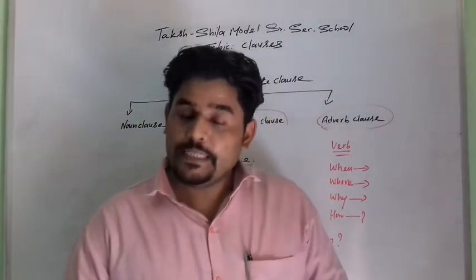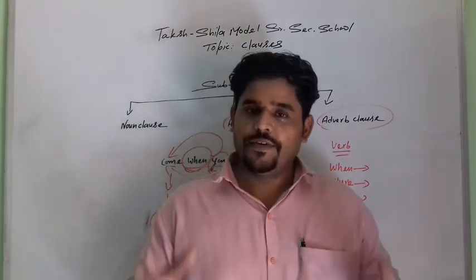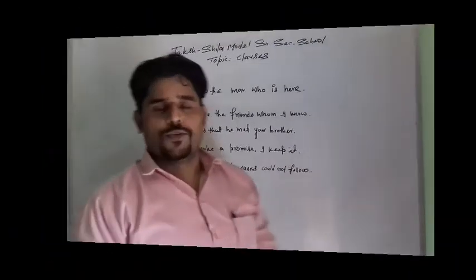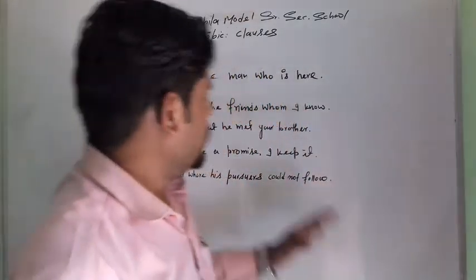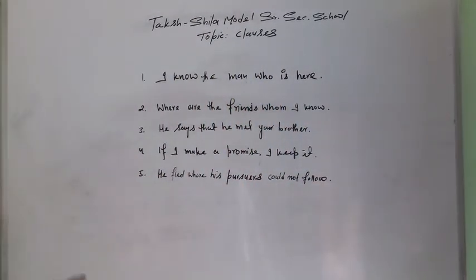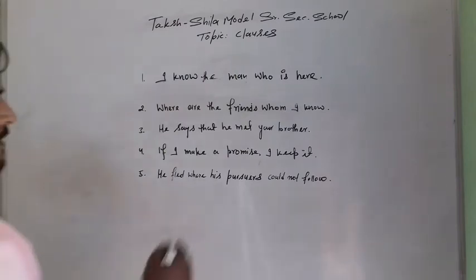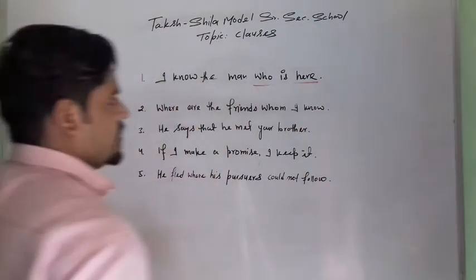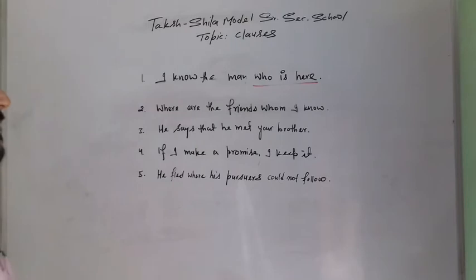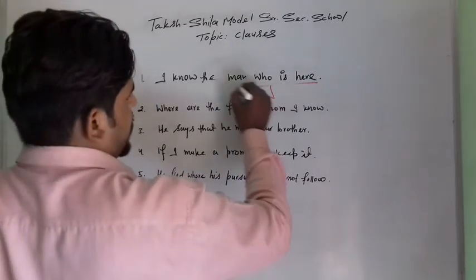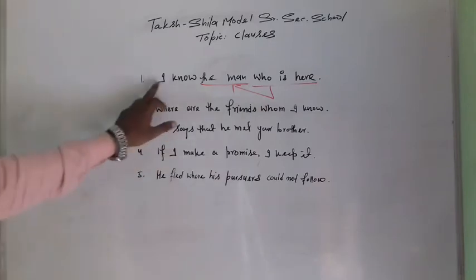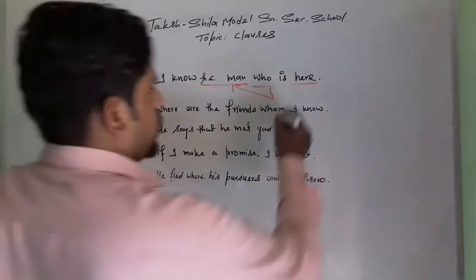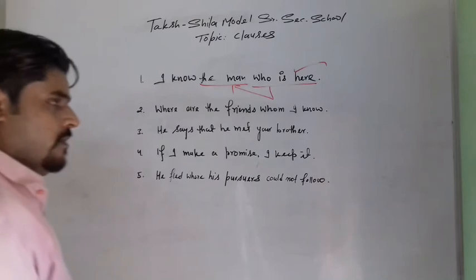Let us now understand these three types of clauses with five examples. So here we have five questions on board. Let us try to understand these five questions, right? I know the man who is here. First of all, who is here is the clause in this sentence. And what type of clause is this? This defines the meaning of this word, the man. This is the subject, right? So I know the man. Which man? Who is here? Hence, this is called an adjective clause, right?